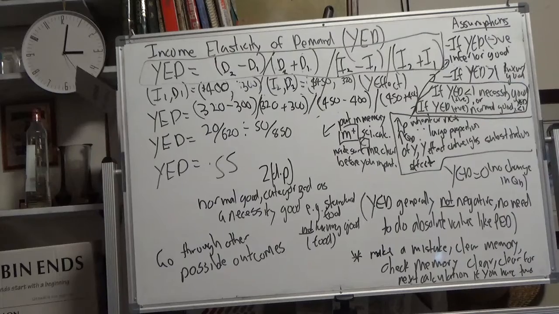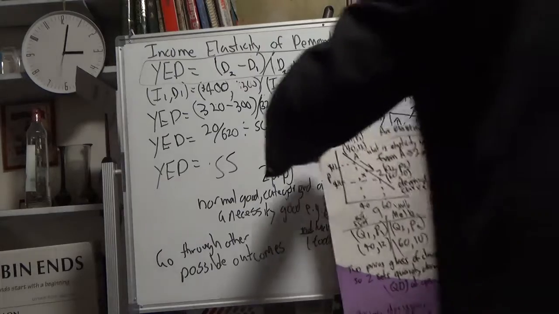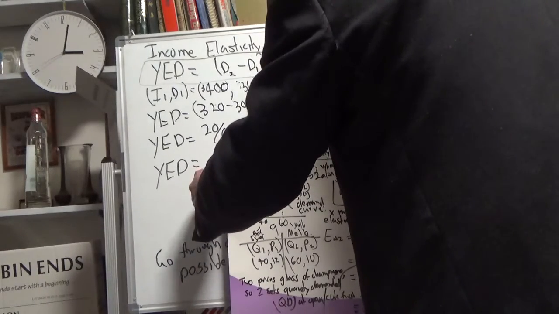Now, arc elasticity of demand is the same as that midpoint formula for price elasticity of demand, but I just want to explain arc elasticity of demand so we're clear on the concept.